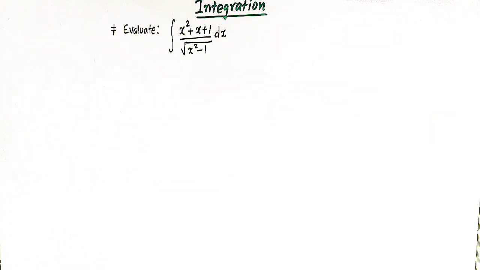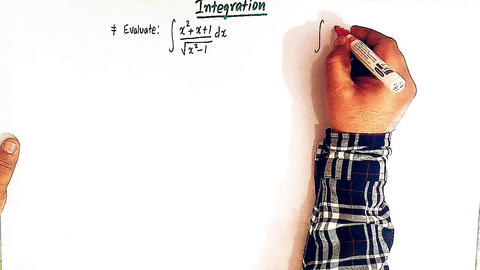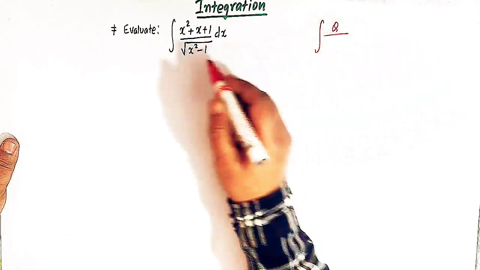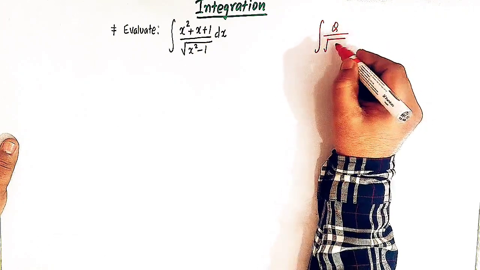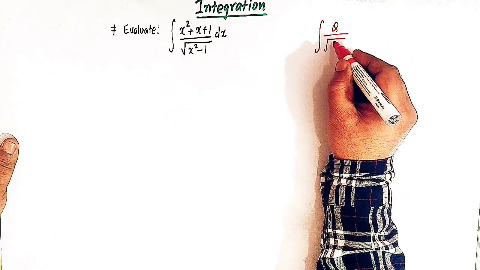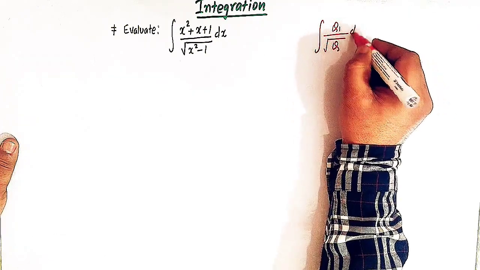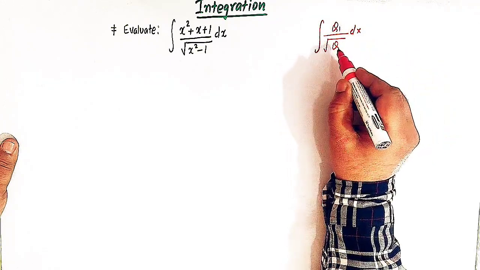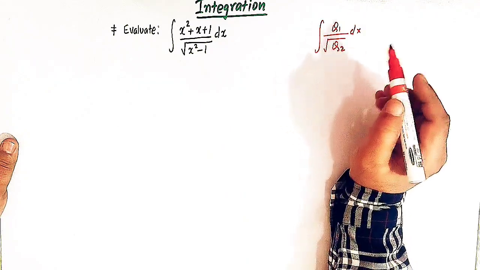Hello viewers. In today's session, we are going to discuss an important type of indefinite integration in which the form is of this type. That is, we have a quadratic function in the numerator and another quadratic function in the denominator under the square root sign, right? So here we have q1 as the first quadratic function and q2 as the second quadratic function.